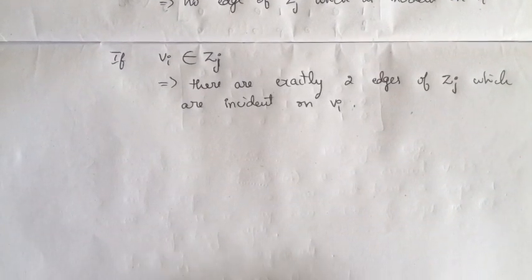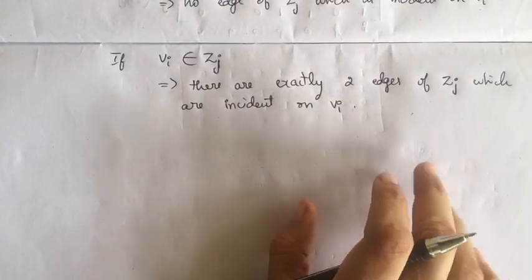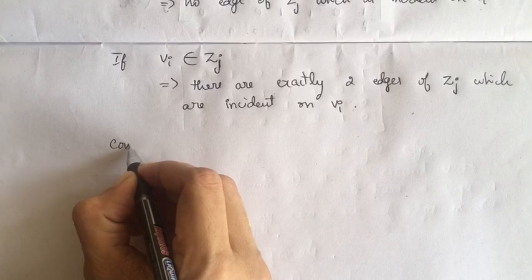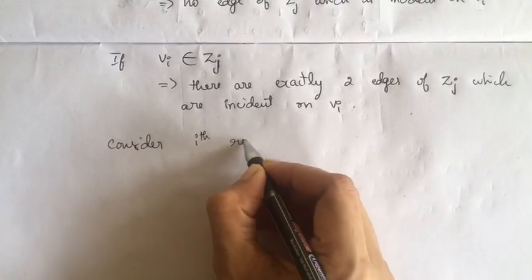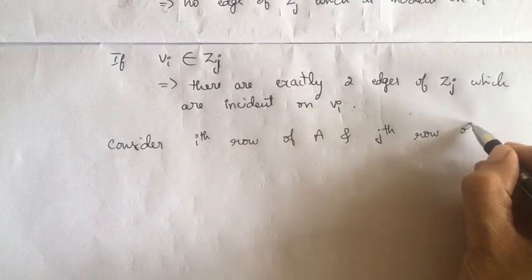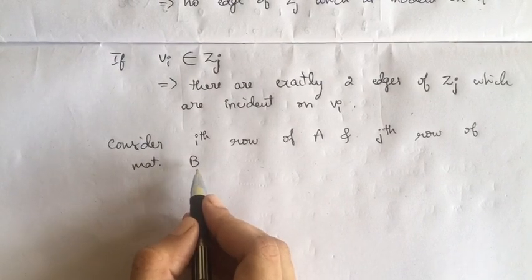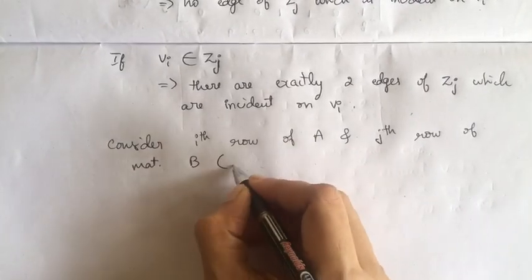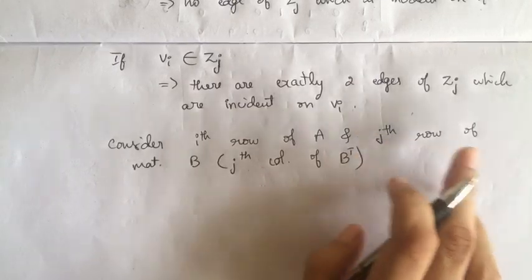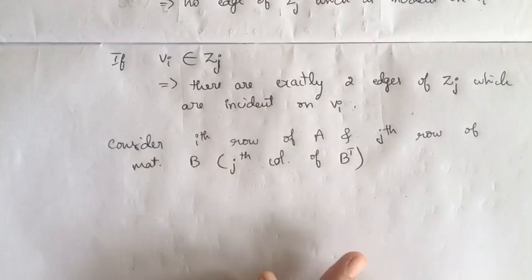Now I have to prove that any ith row of A is orthogonal to any jth row of matrix B. So consider the ith row of matrix A and the jth row of matrix B. In fact, the jth row of matrix B is nothing but the jth column of matrix B transpose.